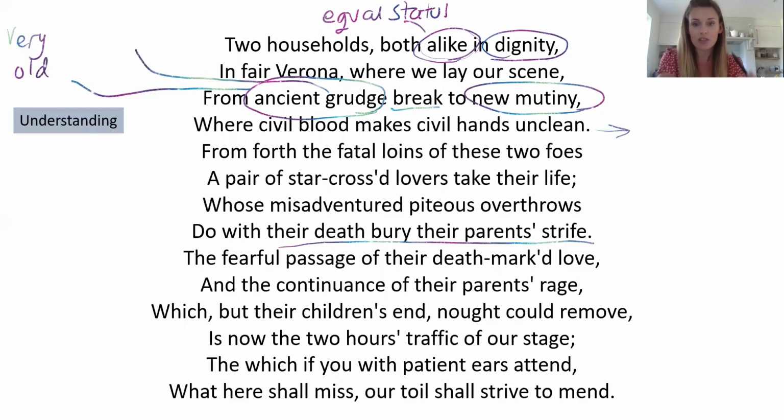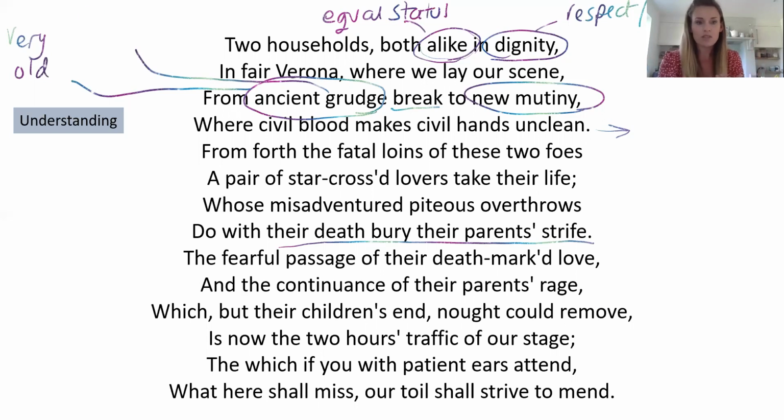So we have our two households that are alike in dignity. So this idea of they've got equal status because they're alike, and their dignity is this idea of respect, that they're equal status. They have the same position in society, the same level of respect. So these two households, you can't really separate. That one isn't better than the other. And it's really important that we understand that from that opening line.